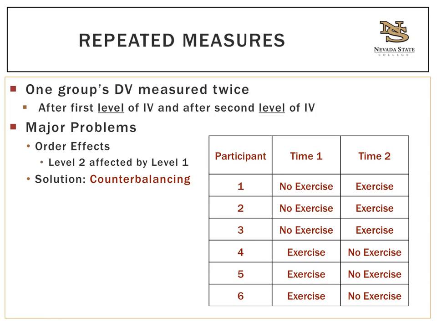I don't know why that word exercise looks to me like it's not spelled right, but that's what I mean by counterbalancing. Okay, so you have level 1 and then level 2 of your IV, or level 2 and then level 1.